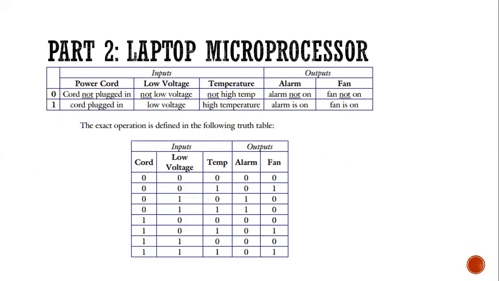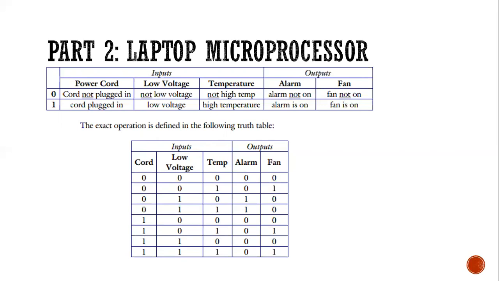Now that we have that basic understanding of logic gates that Travis illustrated for us, we can now move on to part 2 of our lab, which is our laptop microprocessor. Now we need to understand what our inputs and outputs will be. Inputs will be our power cord, low voltage, and temperature, and our outputs, of course, will be for the alarm and fan of the laptop. Below, we have the exact operation following the truth table, where we can see the cord, the low voltage, the temperature, alarm, and fan, and when those inputs will be false or when those inputs will be true.